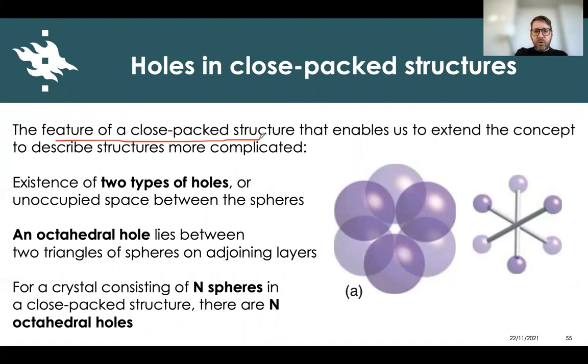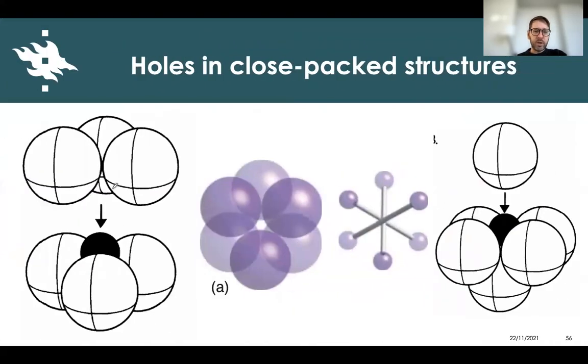So in these closed packed structures, there can be two types of empty space, or two types of holes, between the spheres. We have octahedral holes and tetrahedral holes. An octahedral hole lies between two triangles of spheres on adjoining layers, as described here. So we have a coordination number of 6 for this hole. For a crystal containing n spheres in a closed packed structure, we will have n octahedral holes. This is a better way to visualize this hole, by changing the arrangement a little bit. These are different ways to visualize this octahedral hole.